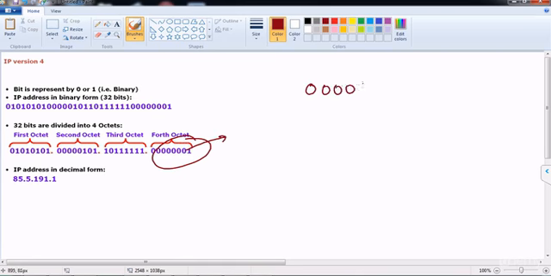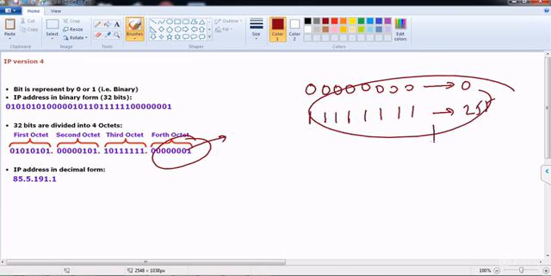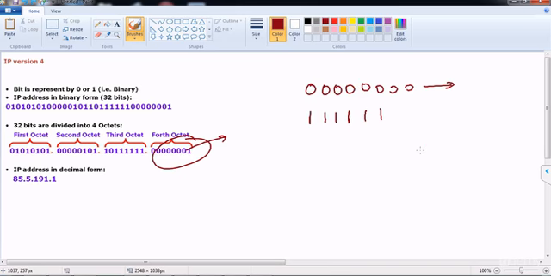If you count, the minimum number is 8 zeros, and the maximum number is 8 ones. Which means if you count this, the range of IP address starts from 0 to 255. So this is the range of IP address. The IP address range is just from 0 to 255.